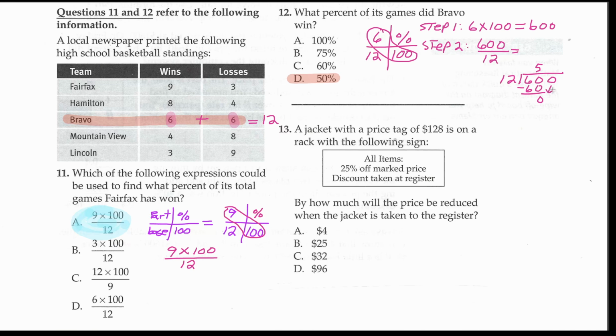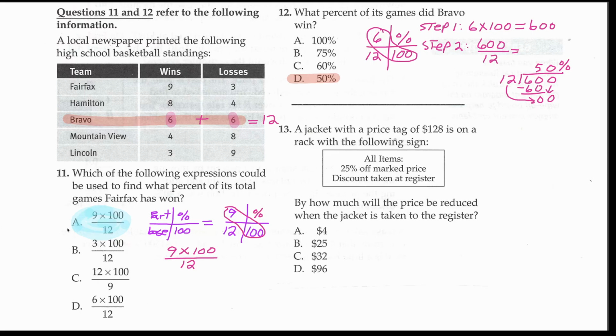Now bring down your last 0. Now ask yourself, how many 12s in the last 0? That's going to be 0, no 12 in there. So the 50 that you see here is the percent. That's why we chose D for this problem 12 here.